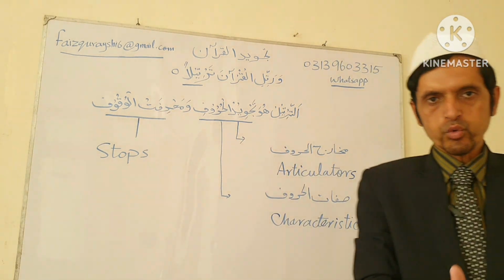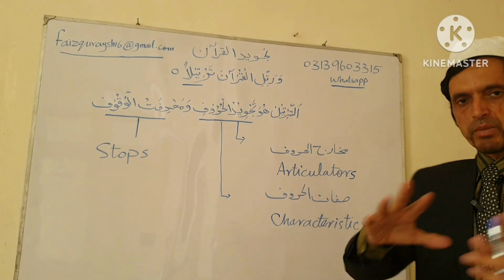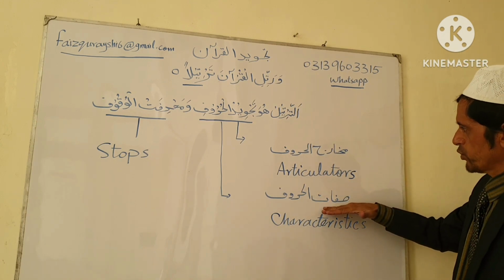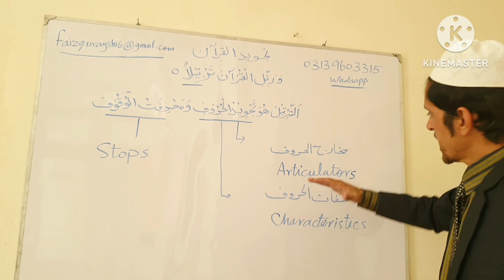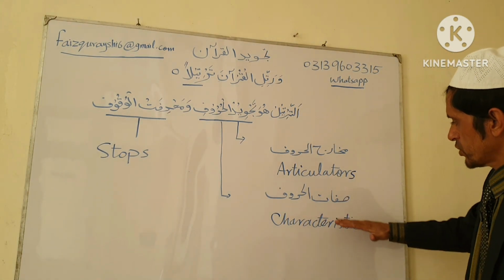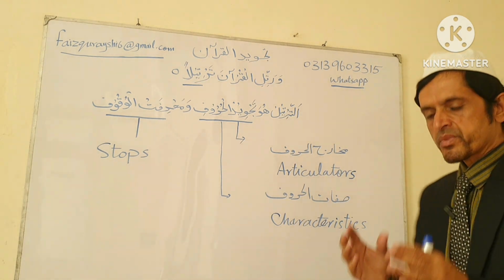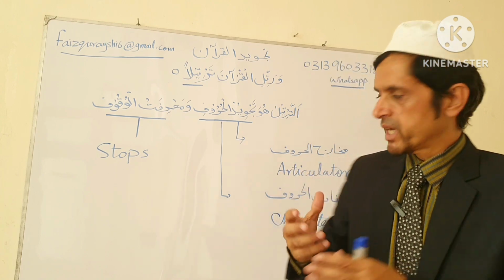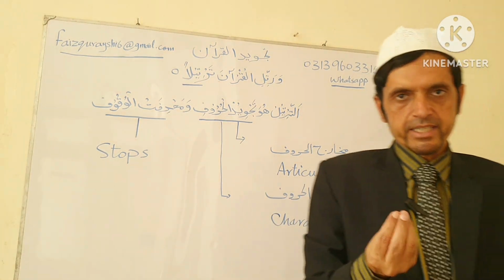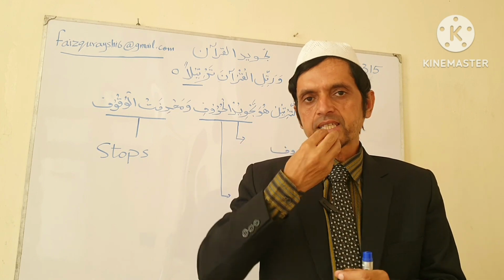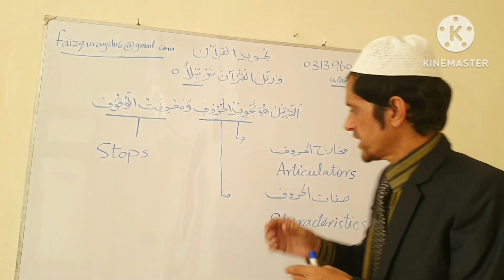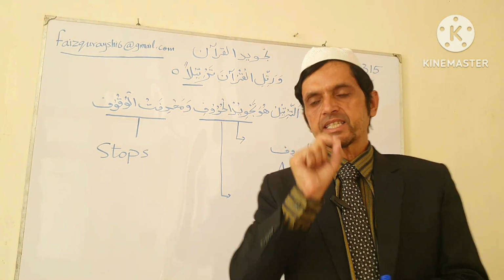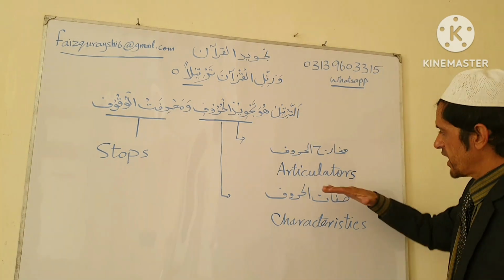And what is Tajweedul Huruf? Tajweedul Huruf includes two parts. One is Makharejul Huruf and one is Sifatul Huruf. Makharejul Huruf means articulators, and Sifatul Huruf means characteristics. When we articulate, when we speak out or pronounce a letter, it has a particular place inside the mouth, and you are supposed to speak out that letter from that articulation point or articulator.